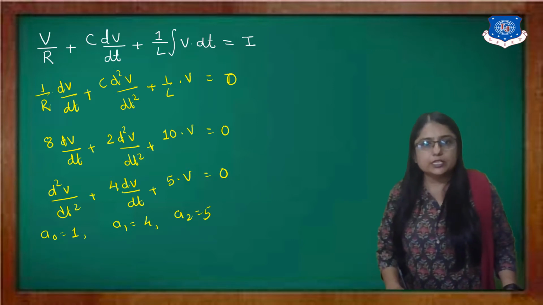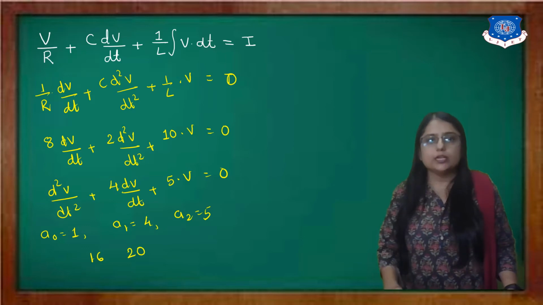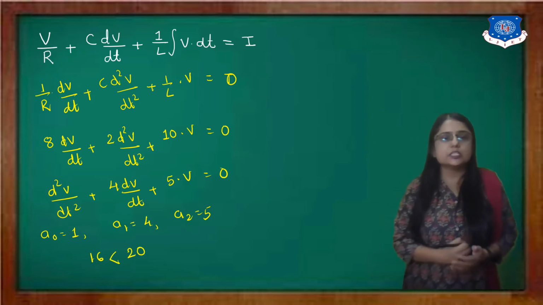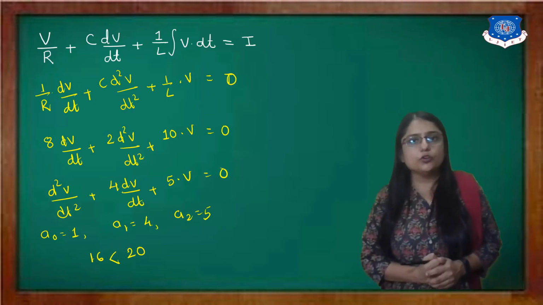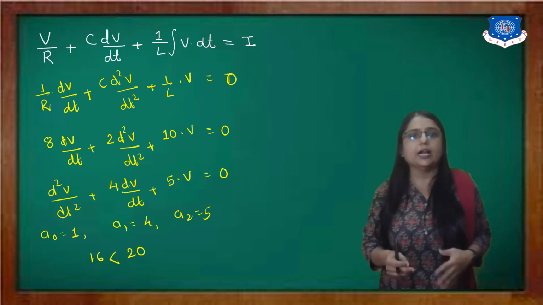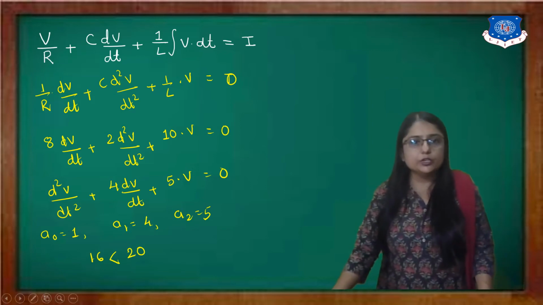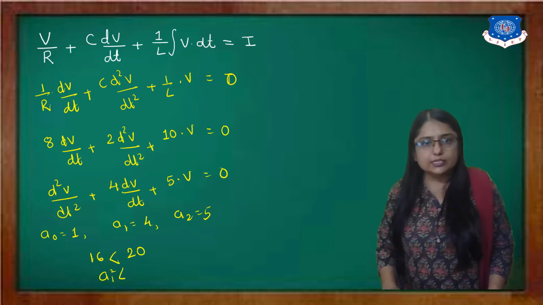Now we will find out A1 square. A1 square, that is what? It's 16. And then 4 A0 A2, that equals what? It's 20. So definitely 16 is less than 20. Right? Every time what you have to find out? You have to find out A1 square and then you have to compare that with 4 A0 A2. So here the case is that A1 square is less than 4 A0 A2.